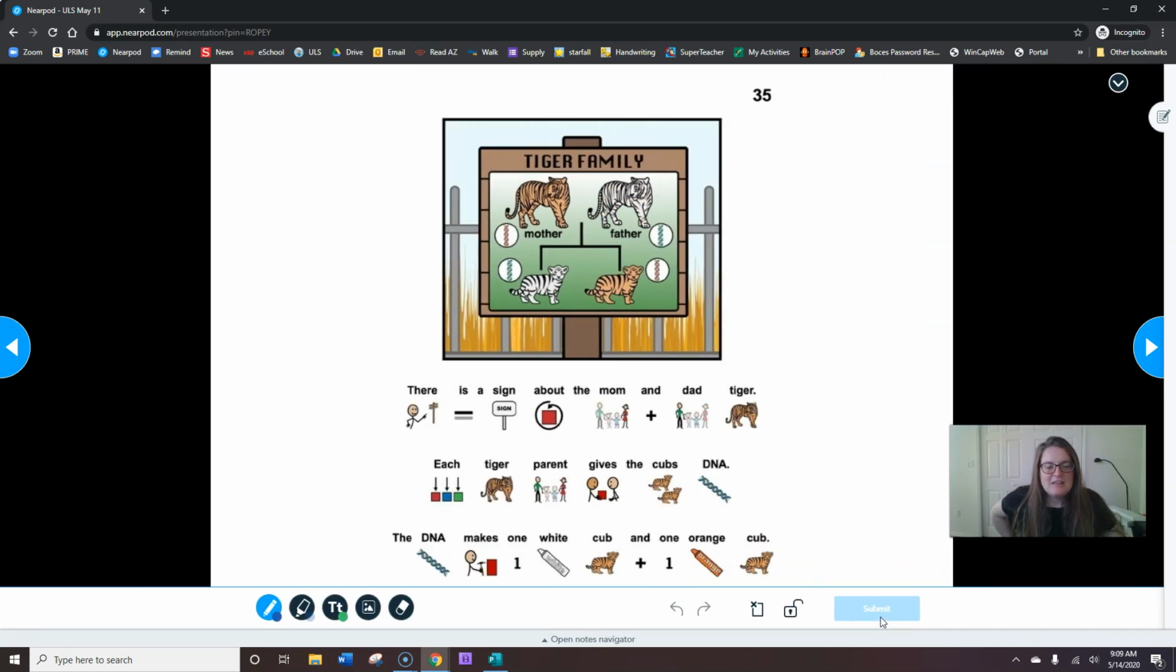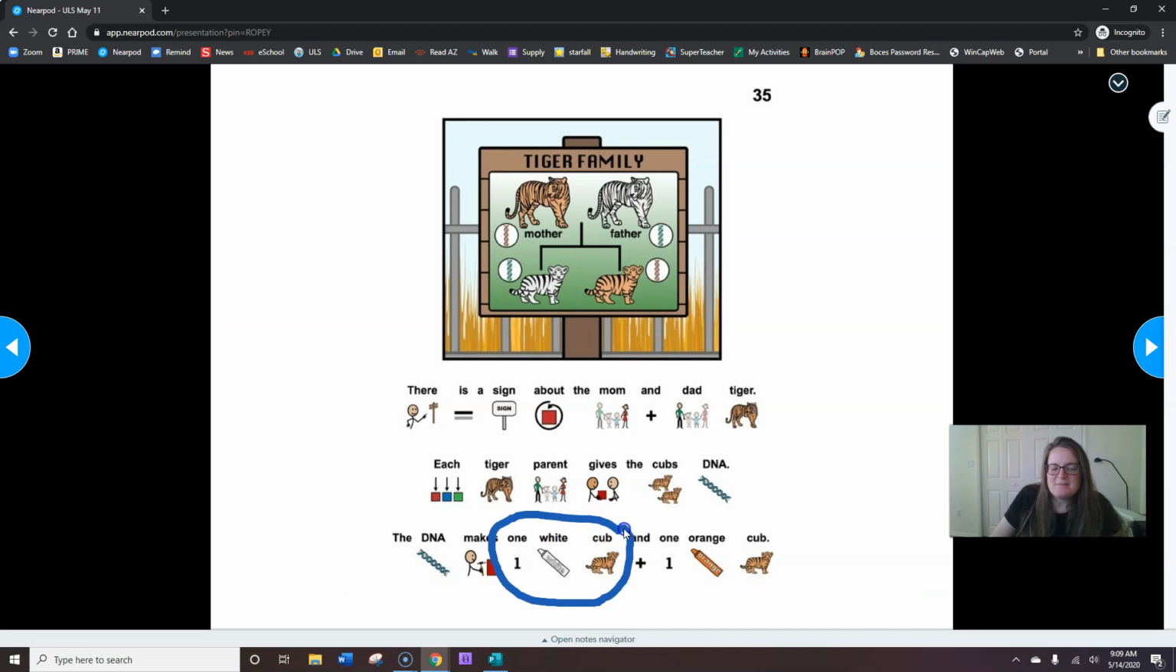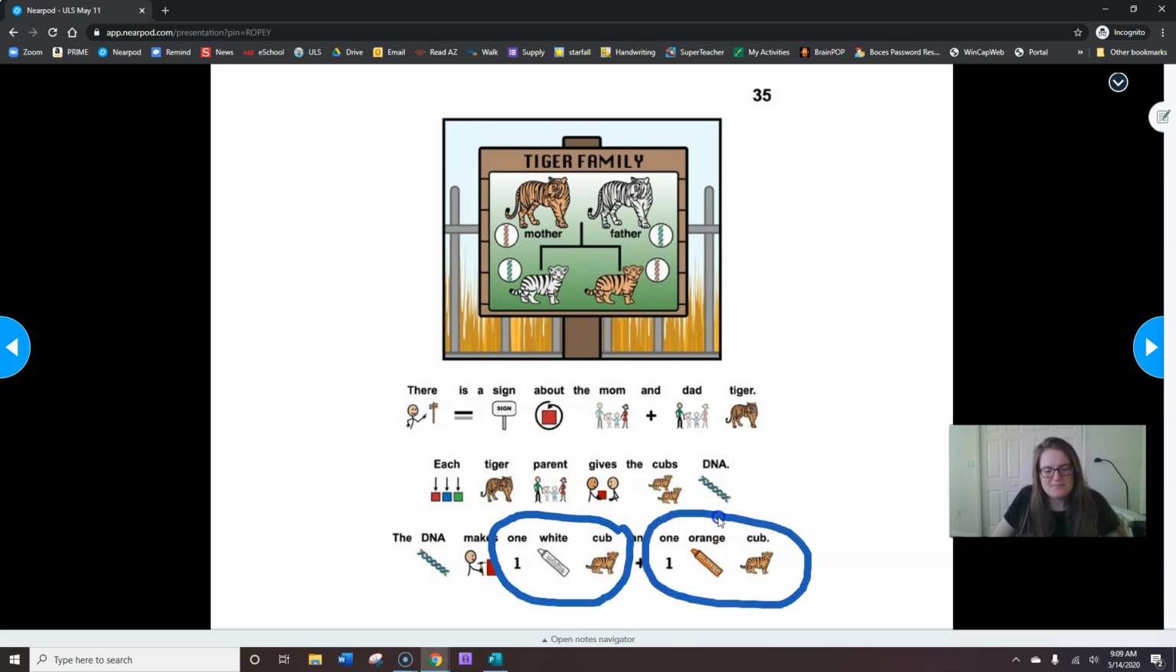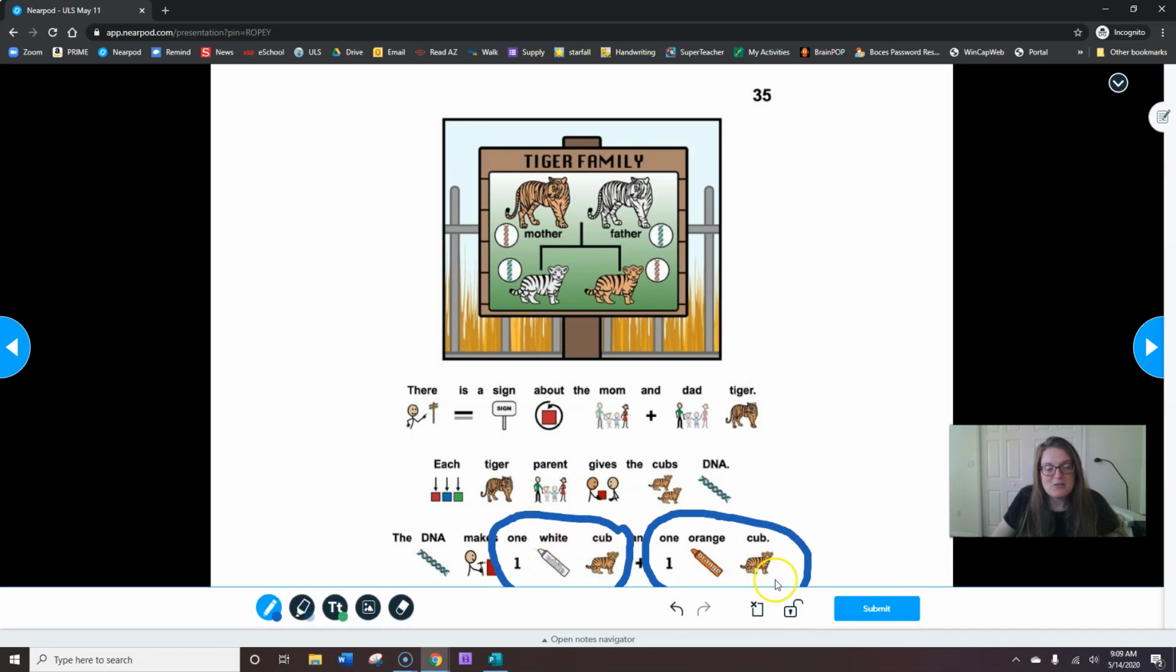Okay. There is a sign about the mom and dad tiger. Each tiger parent gives the cubs DNA. The DNA makes 1 white cub and 1 orange cub. Okay. How many white cubs are there? 1 white cub. How many orange cubs are there? 1 orange cub. When you circle 1 white cub and 1 orange cub, then you can hit submit.